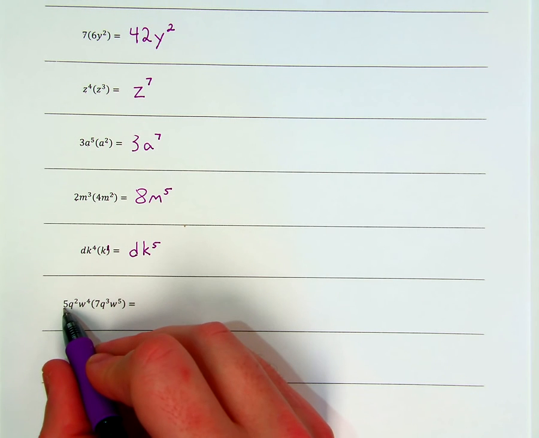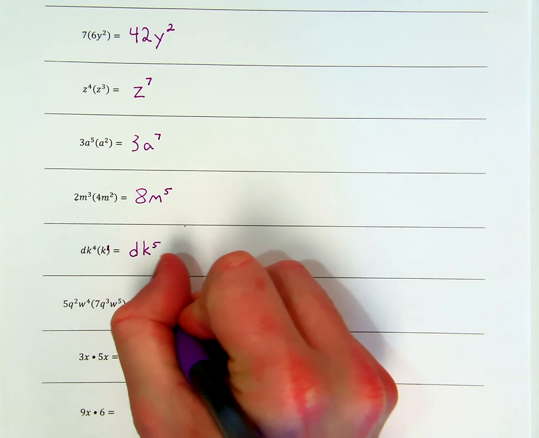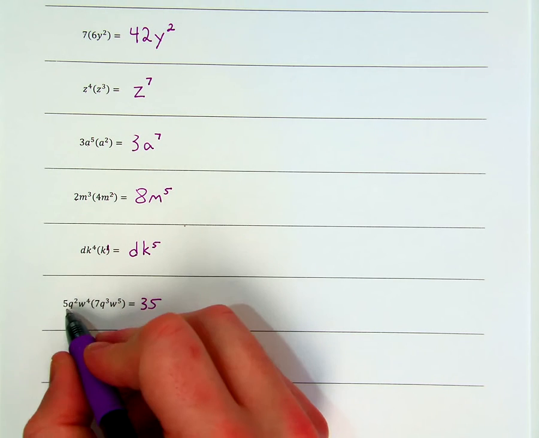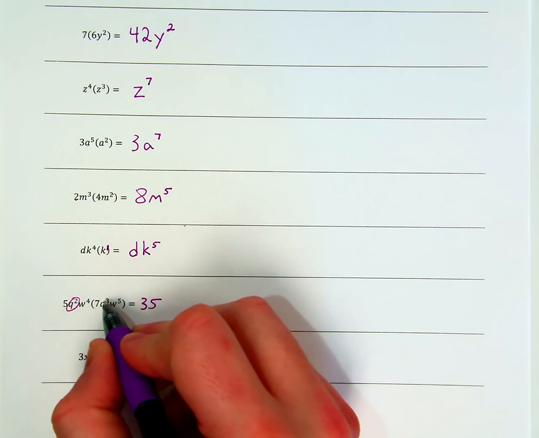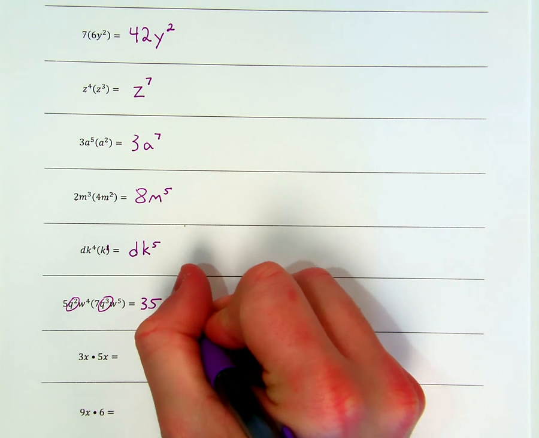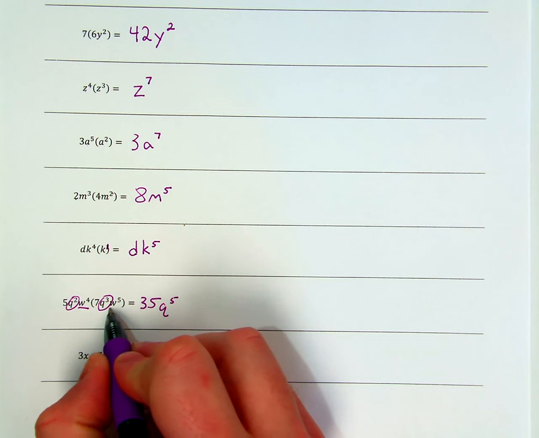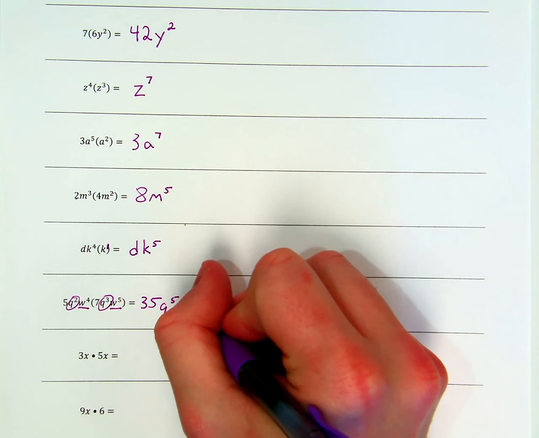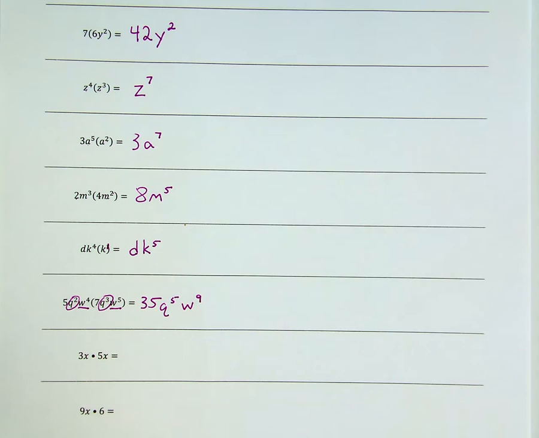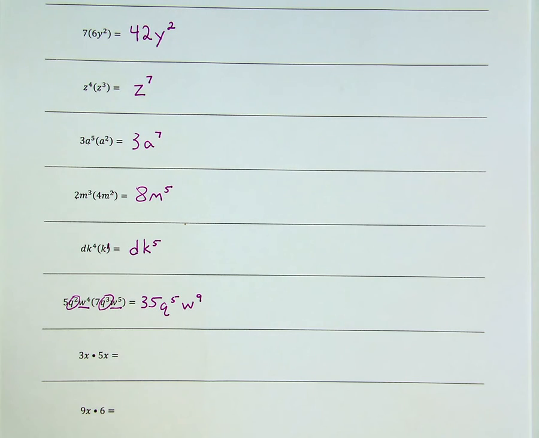For the lengthy problem, numbers times numbers. 5 times 7 is 35. Letters times letters. Over here we have 2 Q's and then 3 more Q's, so there are a total of 5 Q's. Then we have 4 W's and 5 more W's. There are a total of 9 W's. 35Q to the 5th, W to the 9th.